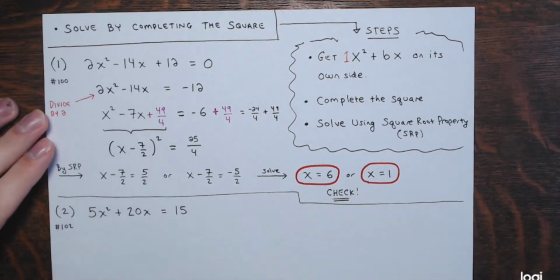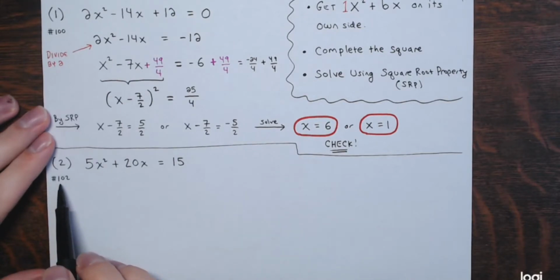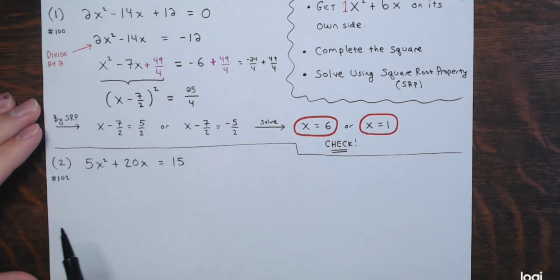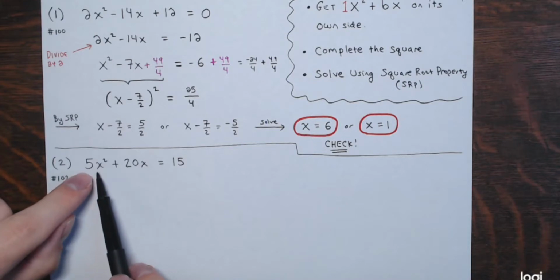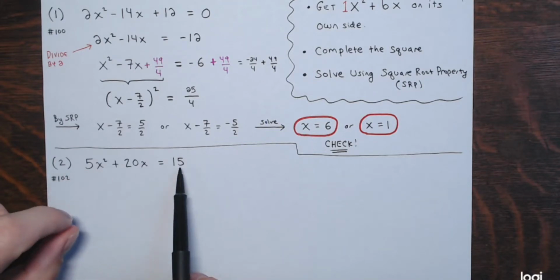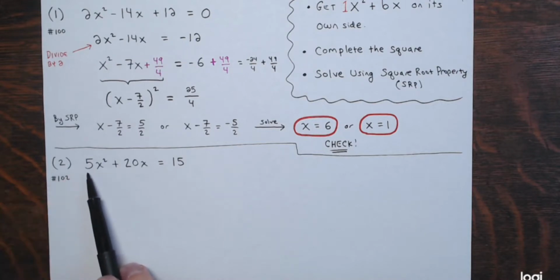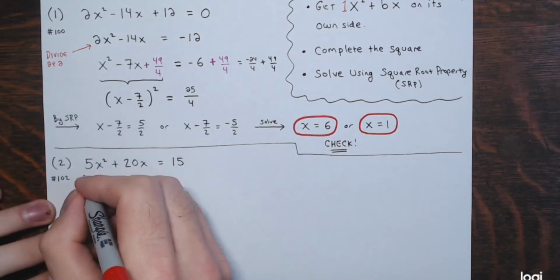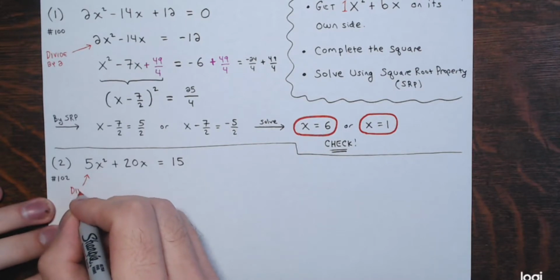All right, great. Number 2. This is exercise 102 from the text. Now, it's already starting off kind of how I want. The quadratic term and the linear term are on their own side. You got a number on the other side, but the lead coefficient, the coefficient of the quadratic term, is not 1. So that's easy enough to fix, right? Just divide both sides by 5.